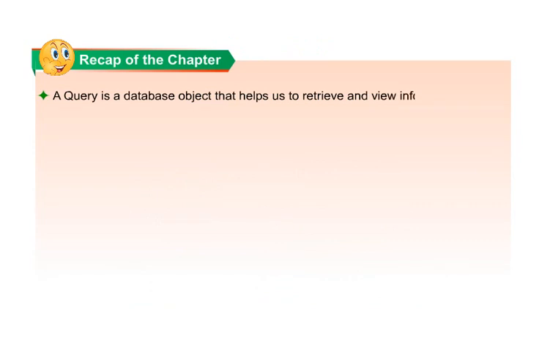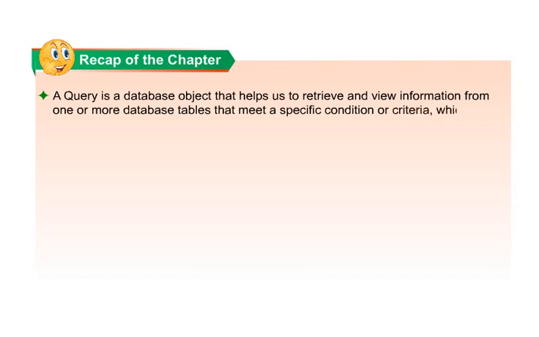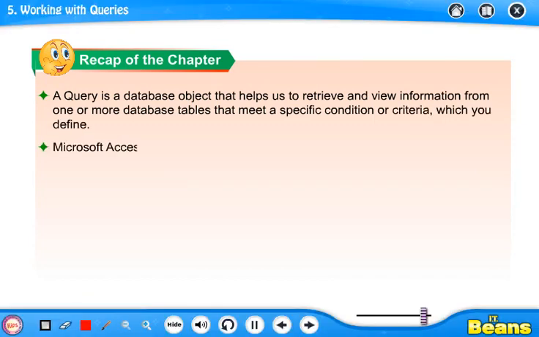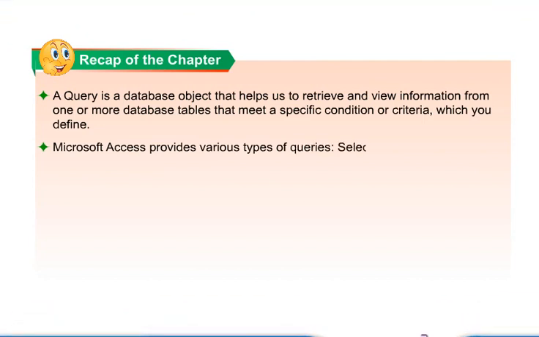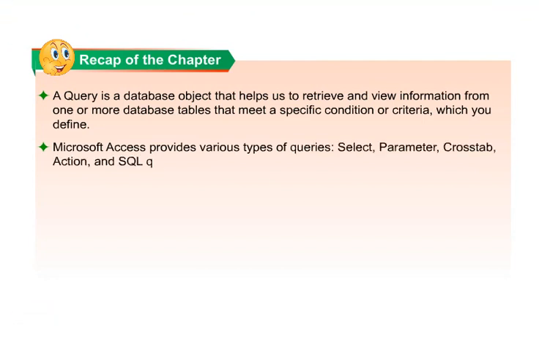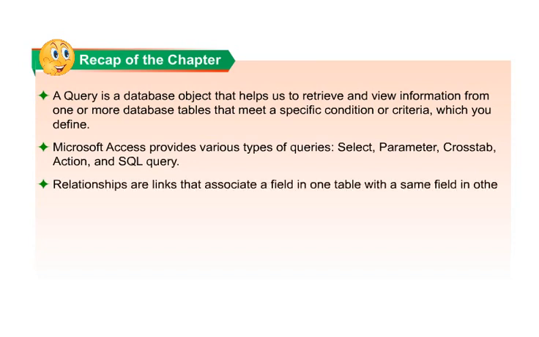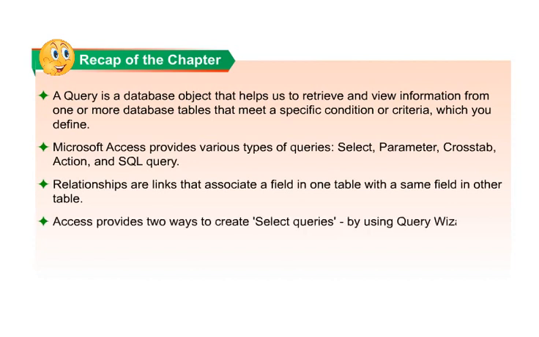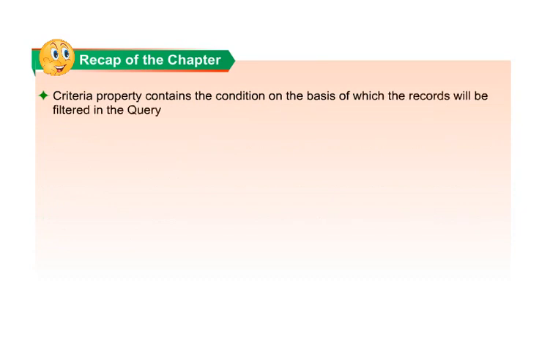Let us quickly glance through the key points discussed in this chapter. A query is a database object that helps us to retrieve and view information from one or more database tables that meet a specific condition or criteria which you define. Microsoft Access provides various types of queries: select, parameter, crosstab, action and SQL query. Relationships are links that associate a field in one table with the same field in another table. Access provides two ways to create select queries: by using Query Wizard and Query Design. The Criteria property contains the condition on the basis of which the records will be filtered in the query output.